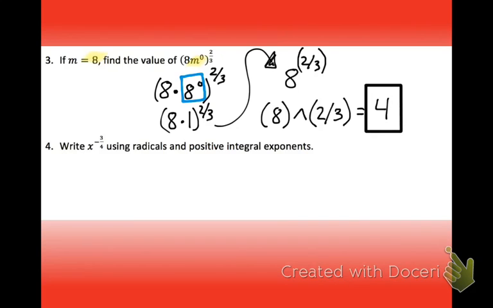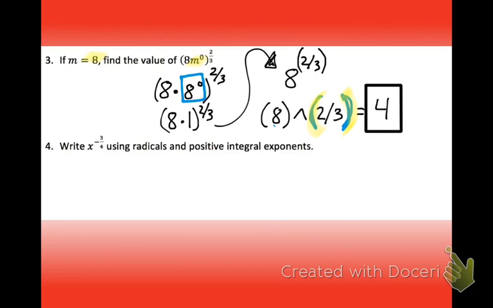Now, again, if you don't use these parentheses here, you're going to have a problem, because what it does is it'll say 8 to the second power, and then it'll divide that by 3. It won't do 8 to the 2/3 power. So those parentheses are extremely important in this case.